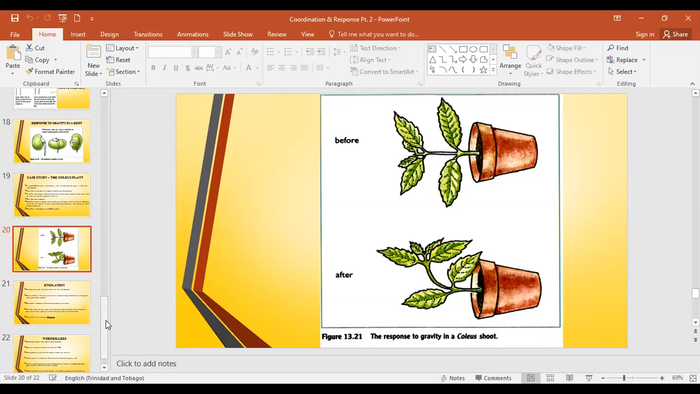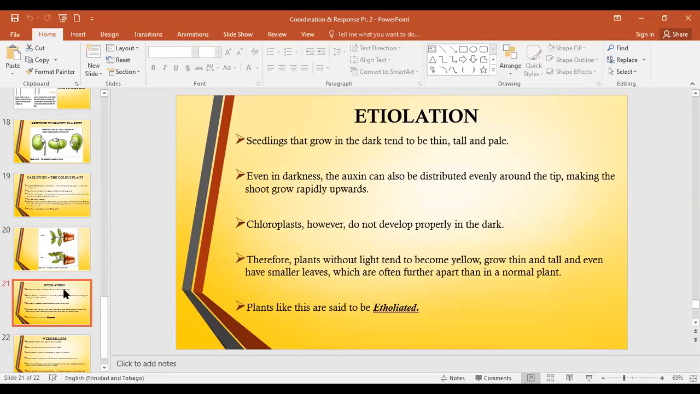And remember, if you have a plant growing in a dark area, it will not grow as a healthy green plant. It will grow kind of sickly looking, right? That is what is called etiolation. So whenever you have a seedling that grows in the dark, it will become tall and pale.